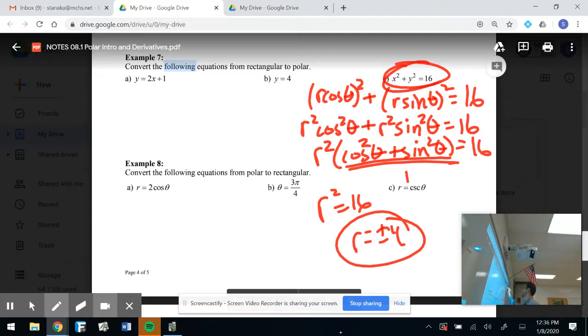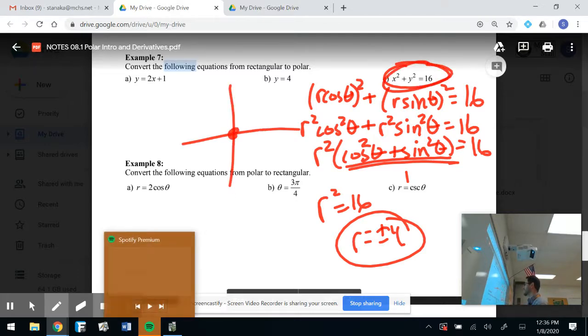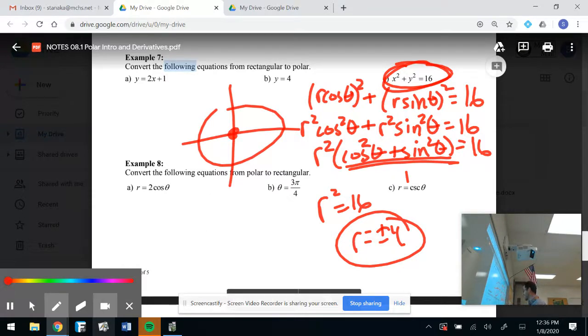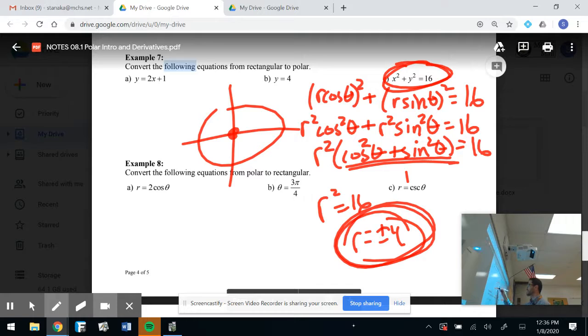And you guys all saw that, and I know you knew that was a circle with center at 0, 0 and a radius of 4. And what is that in polars? It just means go out 4 over and over and over again, whether it be positive or negative. We get the same thing. Well, we better get the same thing because they're equivalent. One in rectangular, one in polar.